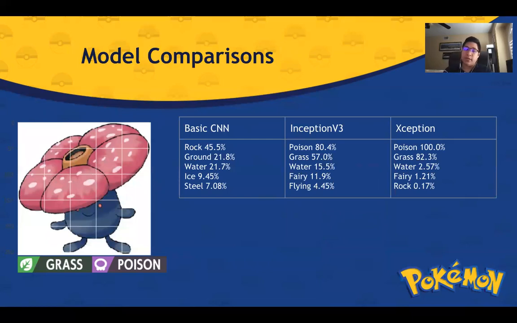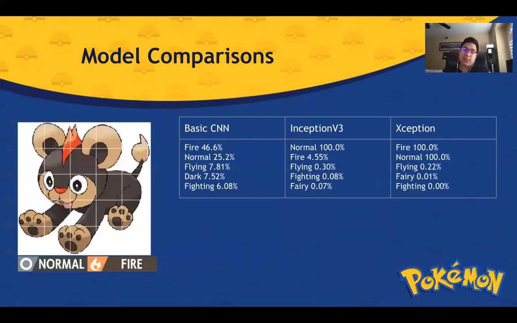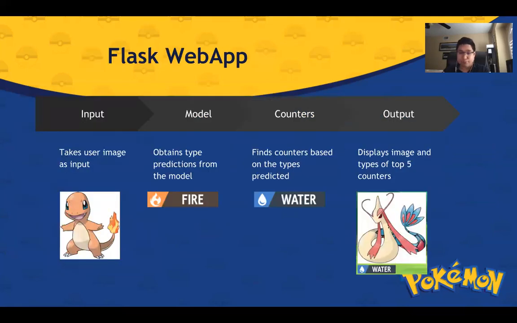When we look at model comparisons, this is a grass poison type Pokemon. We can see that the basic CNN can't even recognize it. Inception can recognize it, and Xception recognizes it with even more confidence than Inception does. When we look at another example of normal and fire, we can see that the basic CNN does classify one of these types correctly. Inception classifies one of the types very confidently and correctly, but can't seem to identify the other one, while Xception identifies both very confidently and correctly.